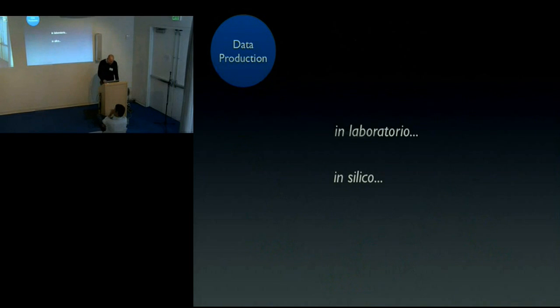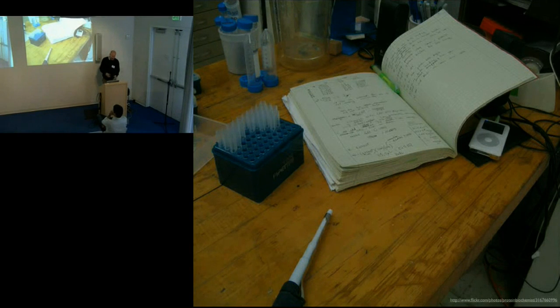So if we look at data production in the laboratory and in silico, we see the following things. In the laboratory, we carry out an experiment and we record the experiment and the data that we generate in the experiment in a notebook. That can be an electronic laboratory notebook, or it can be on paper. But in any case, we're producing, in essence, a compound document. We're producing a document that contains empirical observations and data all mixed into one.